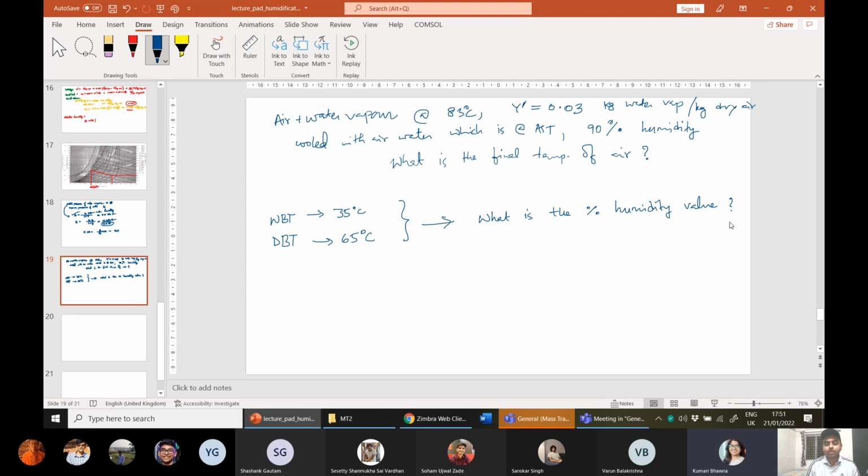So let us say the dry bulb temperature is 65, though it is quite on the higher side. Normally in atmospheric conditions you don't see 65 degrees to be the dry bulb temperature, and the wet bulb is 35, but I have exaggerated this value so that it is easier to compute. Now, based on this, you must work out what is the percent humidity value.